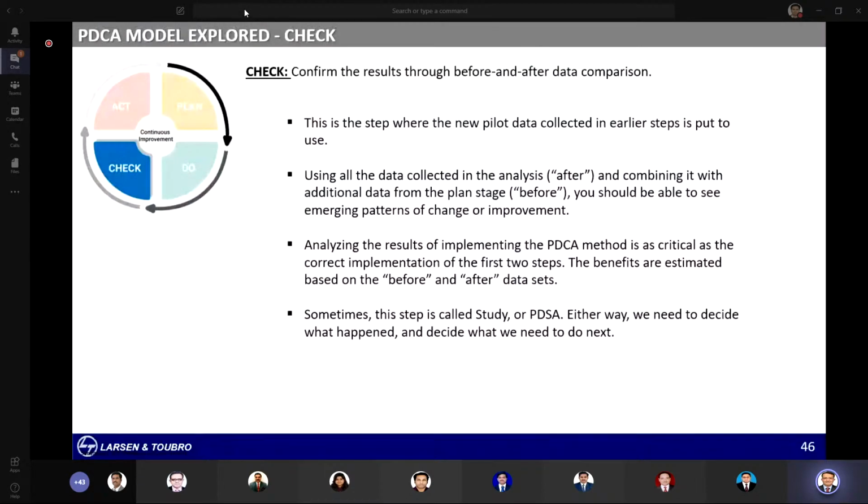So in the check phase, by this time we would have collected some new pilot data. We should definitely have some data to look at, and all this data should signify that there is a step improvement from where we started off. That is the whole purpose of this PDCA exercise: to make step improvements from where we started, and as we go forward, to check whether it is happening according to what we had planned, or whether it is going in the opposite direction.